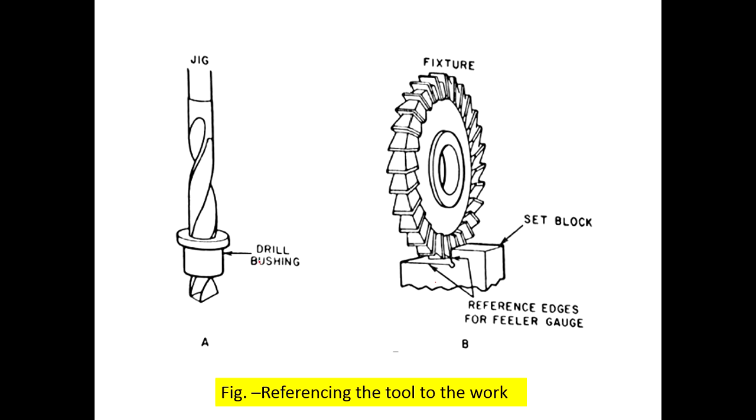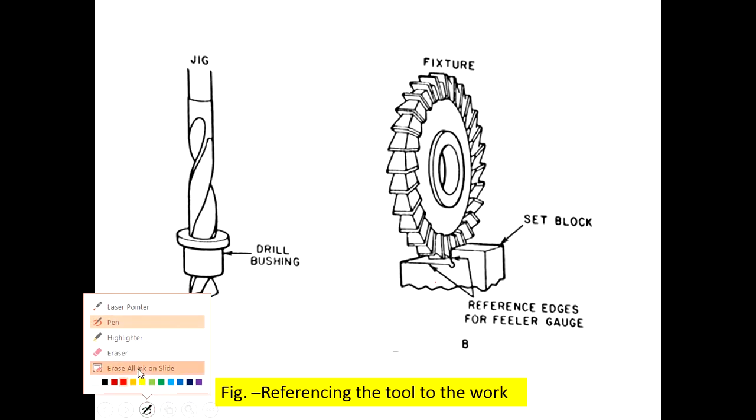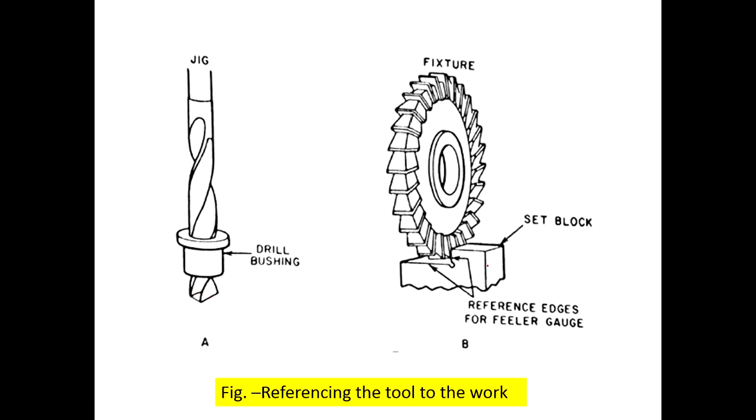Here we are using the drill bushing as a guiding element, and in case of fixture we are using the setting block at the start of the machining. So this setting block will directly go for machining or it will reference the tool with respect to the workpiece.